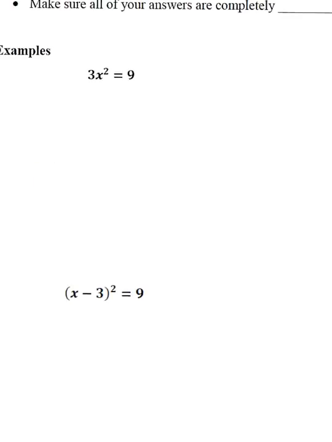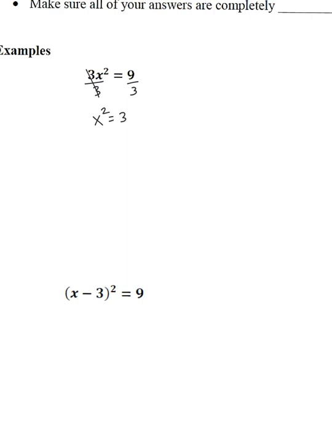Let's look at the first example here. So you want to get the x squared term by itself first. So I don't want any numbers in front of it. So the 3 that's in front of that x squared, I need to get rid of it. Right now this is 3 times x squared. So to get rid of the 3 in the front, I'm going to undo that multiplication with division by 3 on both sides. 9 divided by 3 is 3.